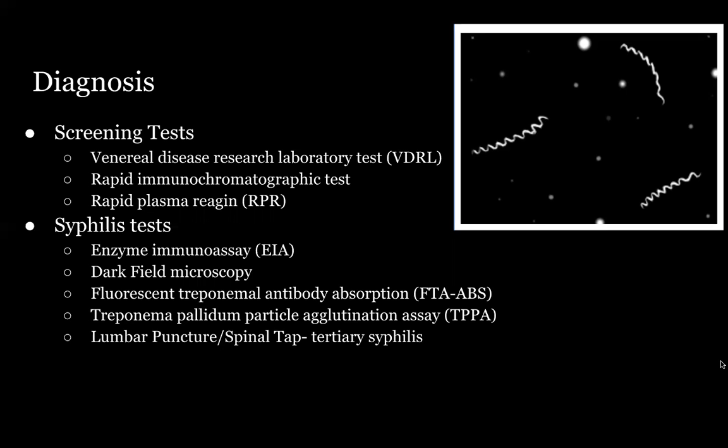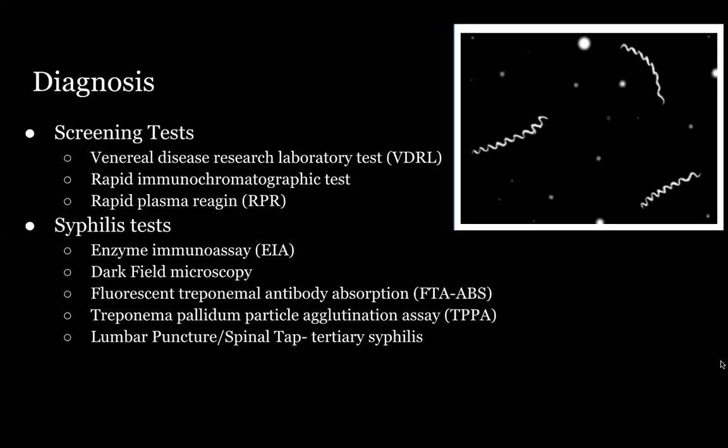Dark field microscopy. This test uses a special microscope to look for the syphilis germ in a sample of fluid or tissue from an open sore. This tests for early stage syphilis. A picture of a positive result is on the top right. Fluorescent treponemal antibody absorption, FTA-ABS. This test also checks for antibodies, but it is only accurate 3 to 4 weeks after exposure.